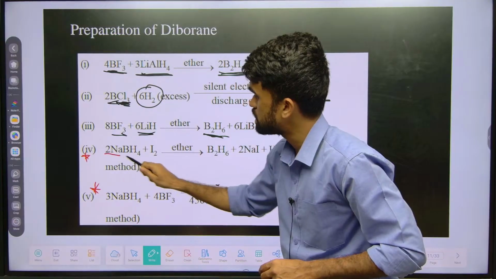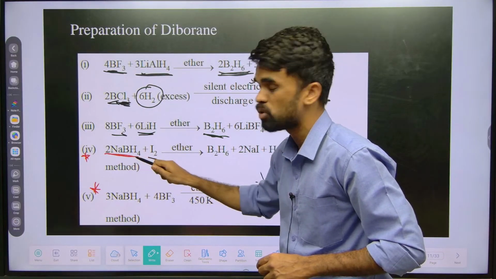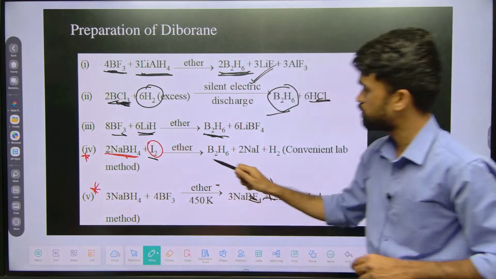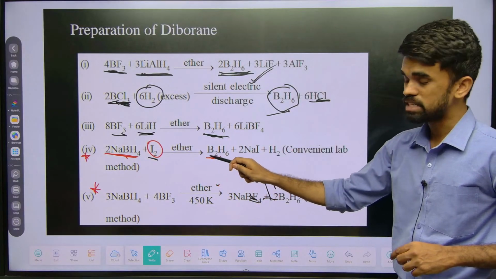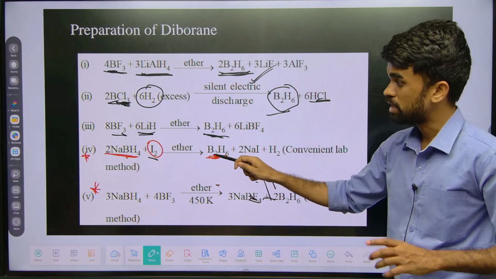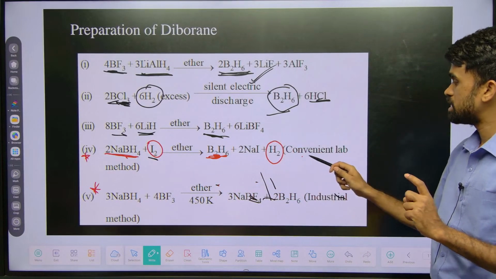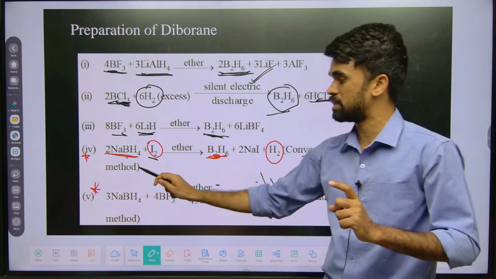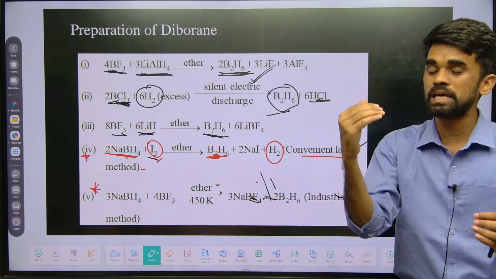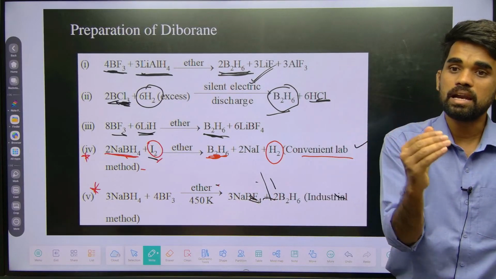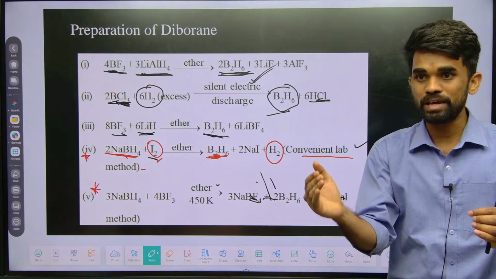With NaBH4 and iodine, sodium borohydride and iodine, what is the product formed? Diborane. Along with that, what is the gas released? H2. So this is the convenient lab preparation method. They will ask which of the following is the laboratory method and which is the industrial method.